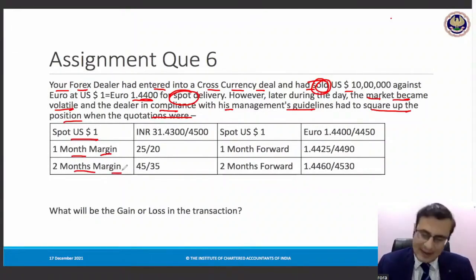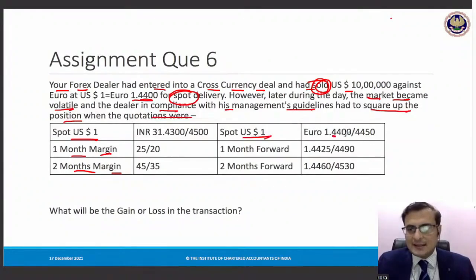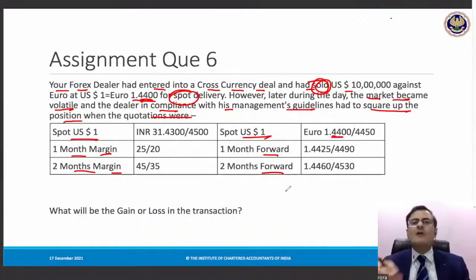Sir, what is this? I'll tell you better, don't worry. Okay. Spot rate is given. I think this was given above also. It is given over here. And 1 month forward and 2 months forward. Sir, we understand the concept of forward and derivative. What do you mean by forwards in terms of foreign exchange?